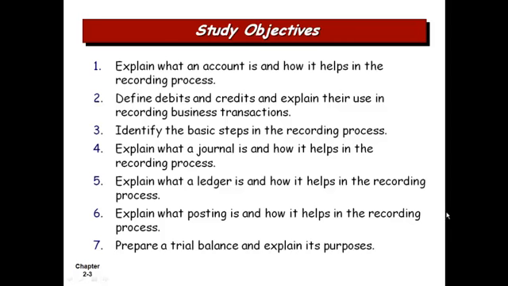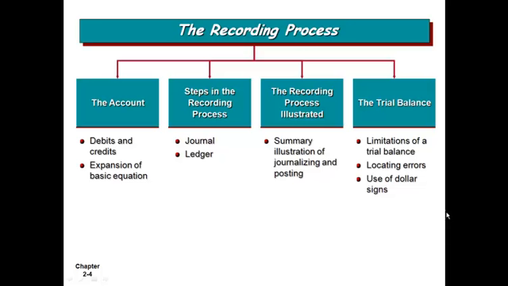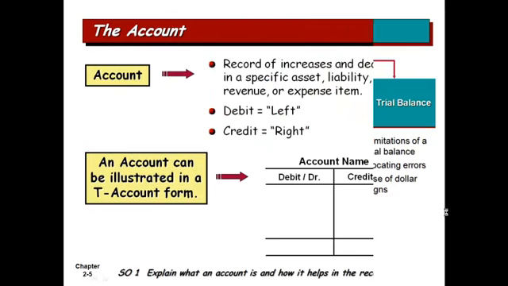Go over the study objectives for the class. You'll see this in the class, so we'll just zip right through that. It gives an overview of the chapter, debits and credits, as far as the account. Explanation of the basic accounting equation, steps in the recording process, which include the journal, the ledger, the recording process illustrated, summary illustration of journalizing and posting, the trial balance, limitations, locating errors, and use of dollar signs.